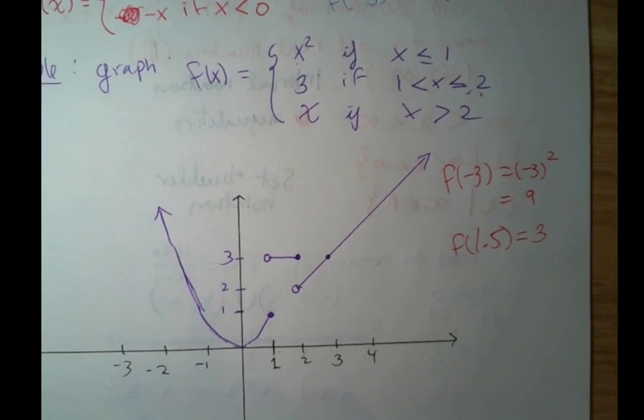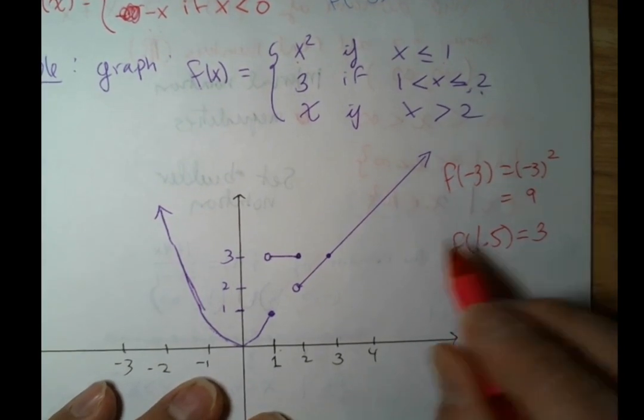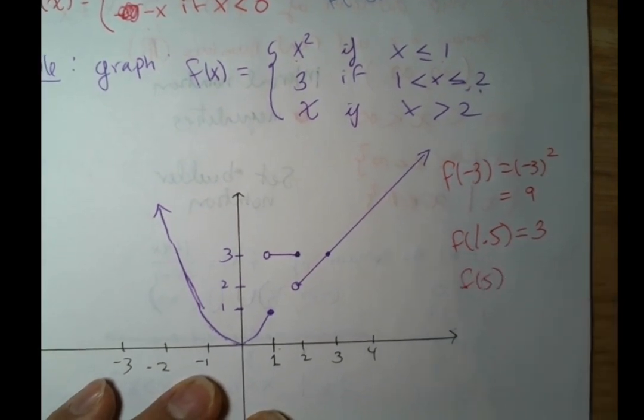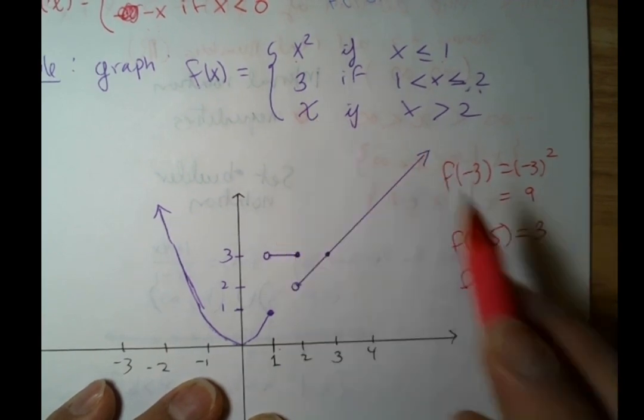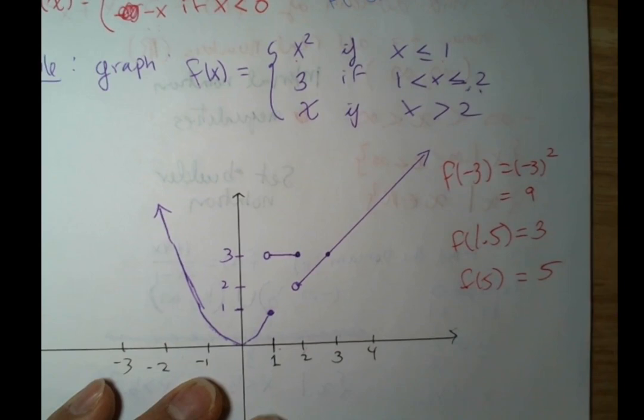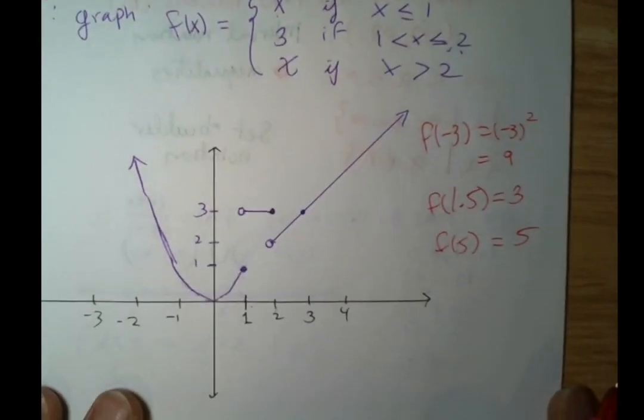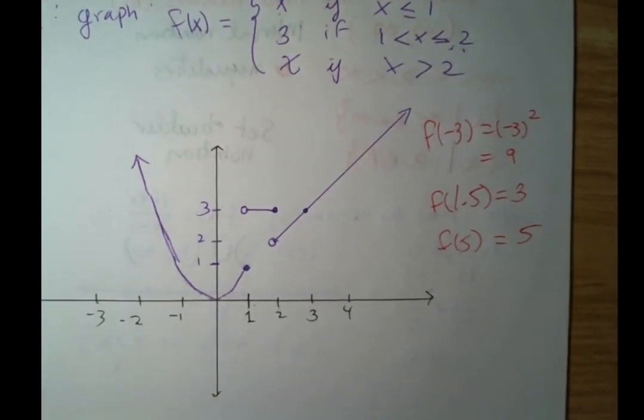Notice only one value, right? This is still a function, right? Each input gives me one value. Right? And something like, let's say, f of 5. Right? 5 is in the interval x greater than 2. So just plug in whatever that value is, the identity. So it's just 5. Okay, and that's how you graph, and a couple more examples of evaluating piecewise functions.